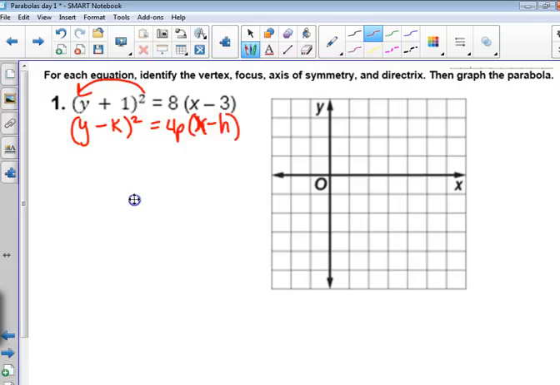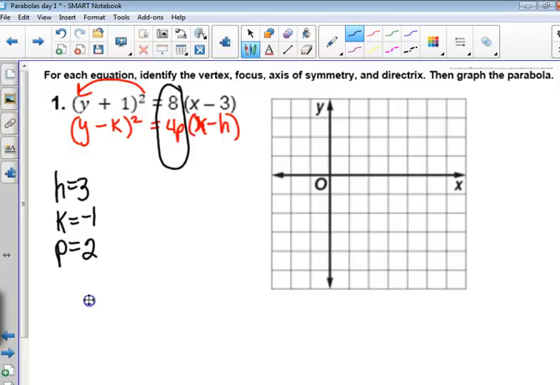All right. Then, before I do anything else, I want to think about which way this is going to open, because that's going to make a difference when we look at the sheet. Yeah, maybe we should just find those values real quick. h is what? Negative 3, negative h, so h is 3. Positive 1, negative k, so k is -1. And p, if 4p equals 8, p is 2.